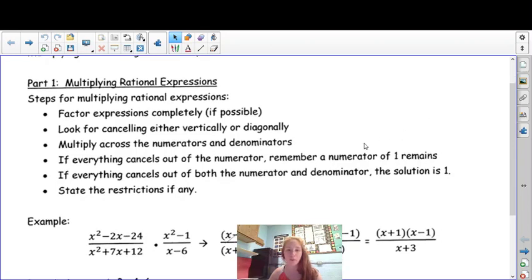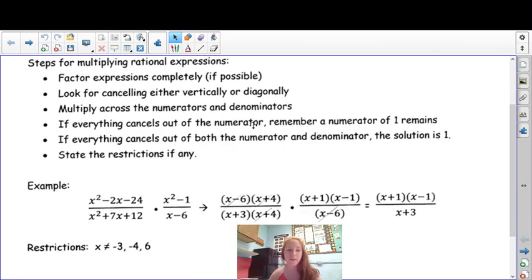We're going to start the exact same way. We're going to factor everything that can be factored. Look for canceling either vertically or diagonally, meaning top and bottom. So even though it's on a second fraction, you can still cancel as long as one's on top and one's on bottom. Then you multiply across numerators and denominators.